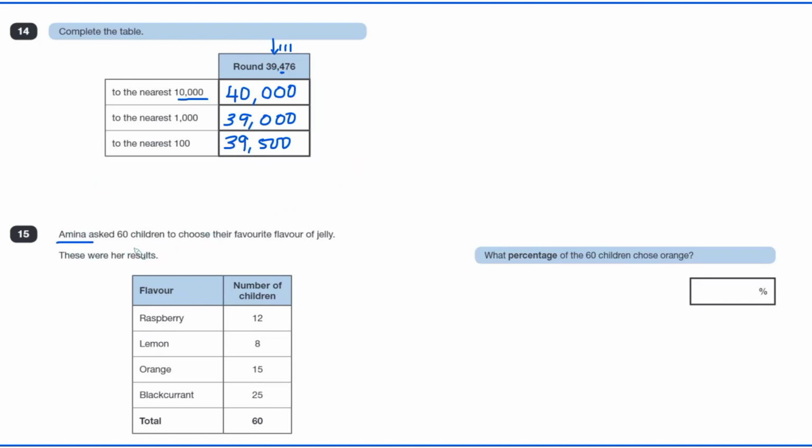Amina asked 60 children to choose their favorite flavor of the jelly. Raspberry 12, lemon 8, orange 15, blackcurrant 25, and the total is 60. The question is, what percentage of the 60 children choose orange? So orange is 15 over total 60 times by 100, and you need to simplify this one.